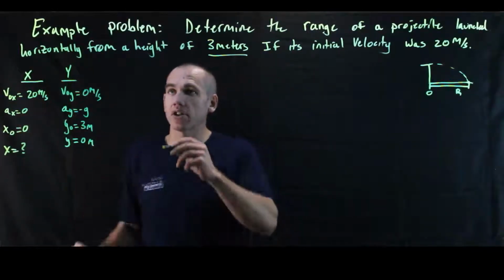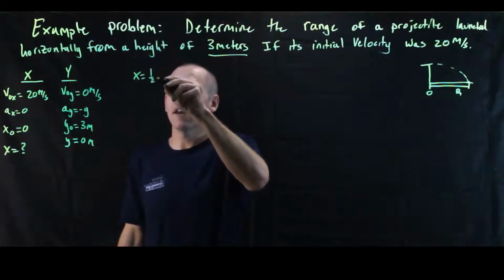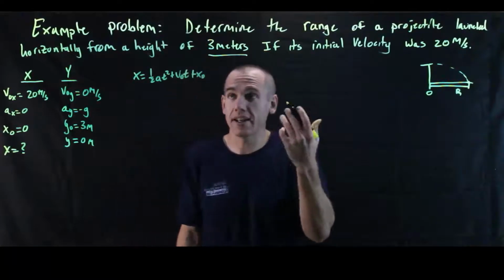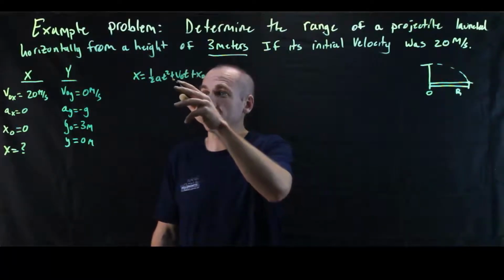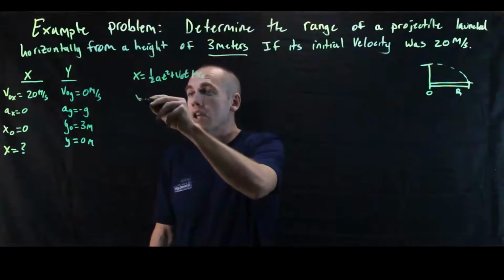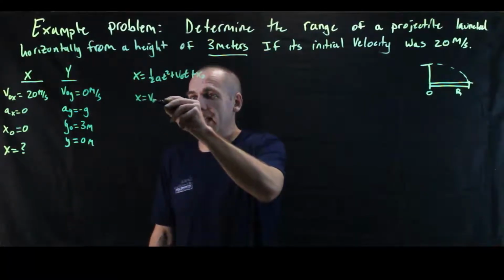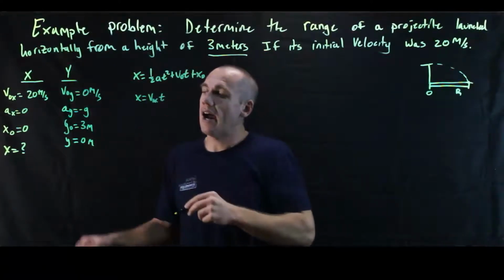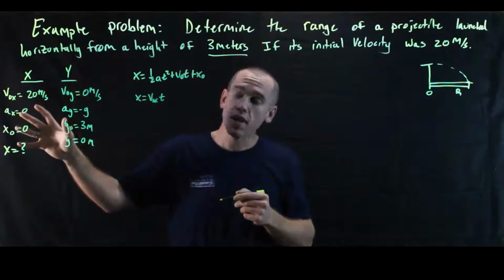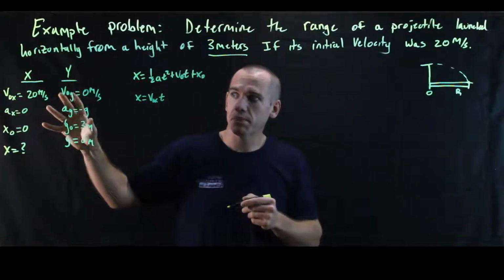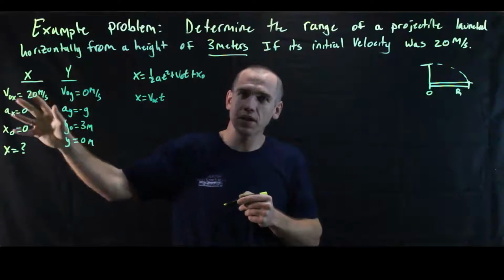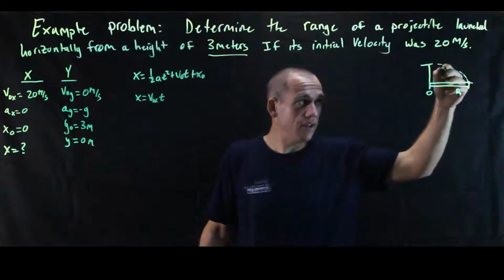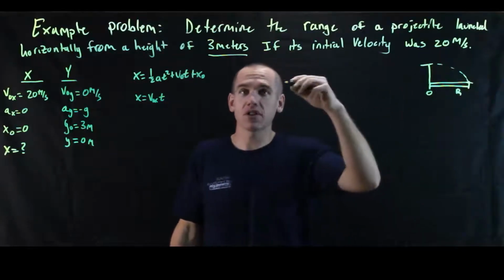Well, in the horizontal direction, I know x is equal to 1/2 at squared plus v naught t plus x naught. Now I assigned x naught to be 0. I know its initial velocity, I know its acceleration, but I don't know time. So I have x equals v naught x times time. Okay? So if I know how long it's in the air, I will be able to figure out how far it moves. But I don't know how long it's in the air because the horizontal direction has nothing to do with that, right? However, I do know enough in the vertical direction that I can figure out how long it falls. So let's go to the vertical direction.